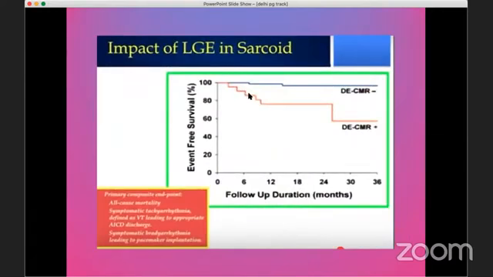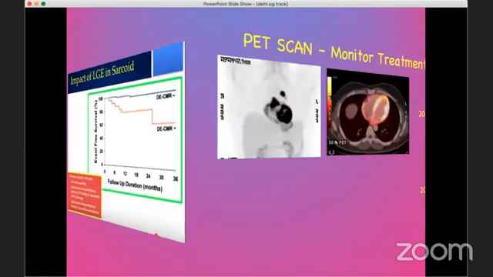What is also important is not only making the diagnosis, but also when you get a significant amount of scarring, which we are now able to quantify. We are also seeing that the event-free survival drops quite drastically once you have a significant amount of gadolinium, compared to the same patient with the same volumetry who does not have gadolinium deposition.